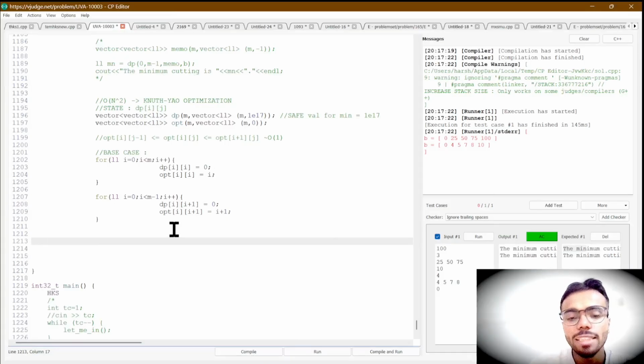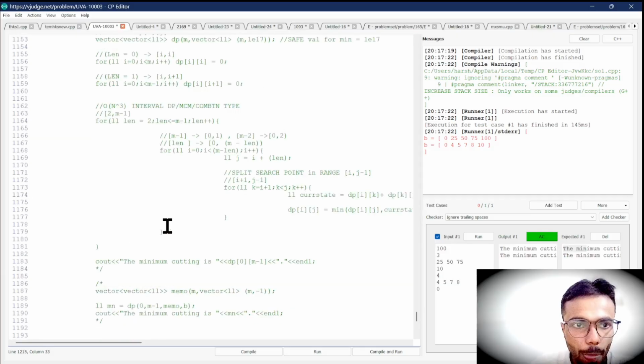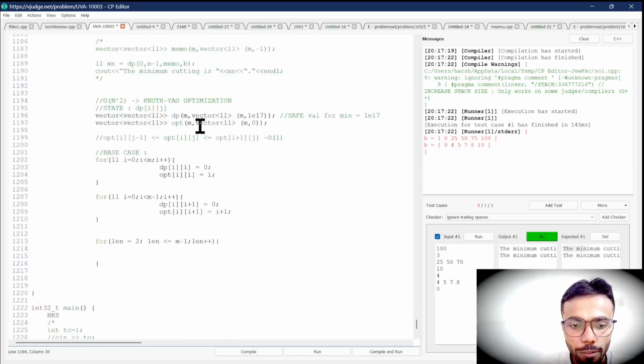So now, performing the general steps of interval DP: what we do in interval DP, guys, is iterate over all possible lengths of these intervals. We already found earlier that the possible length of intervals is 2 to m minus 1, and then length plus plus. That's what we're doing. So look at this, guys: the possible length of interval is 2 to m minus 1. Fine.